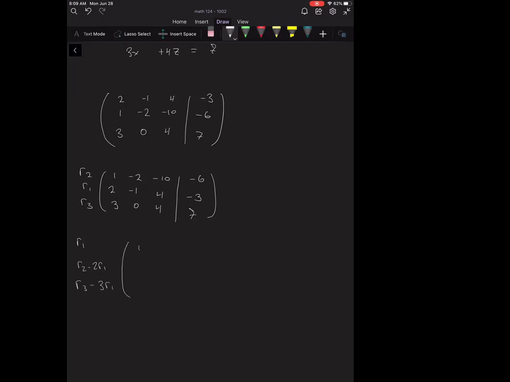So now we're going to have, just rewrite row 1: 1, minus 2, minus 10, minus 6. Then row 2 minus 2 row 1. So we're going to have 2 minus 2 of this, which is 0, minus 1 minus 2 of that, so minus 1 plus 4, which is 3. Then this minus 2 of that, so that's going to be 24. This minus 2 of that, so minus 3 plus 12, which is 9. Okay, let's try to erase all these circles.